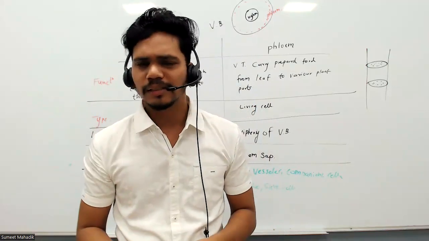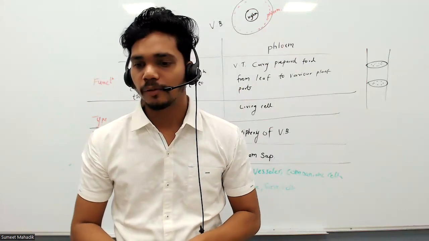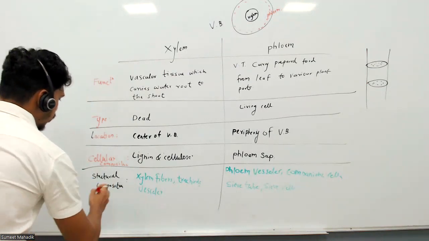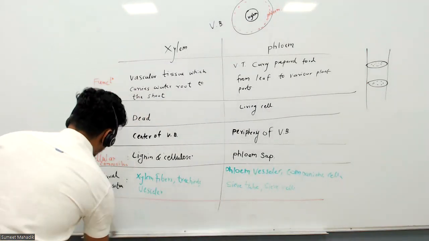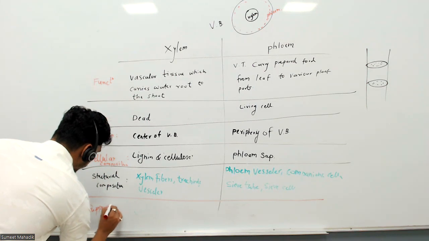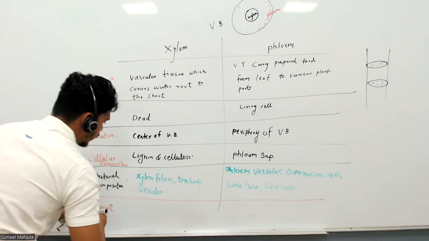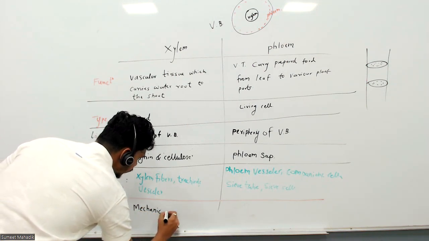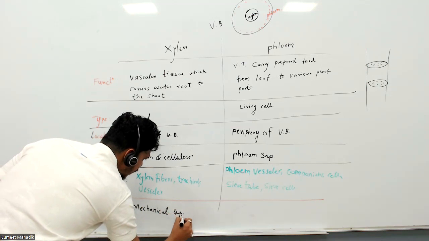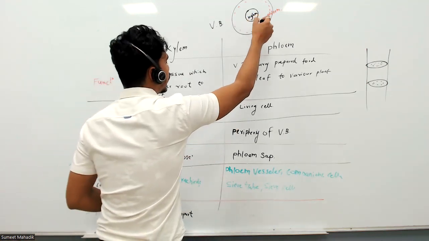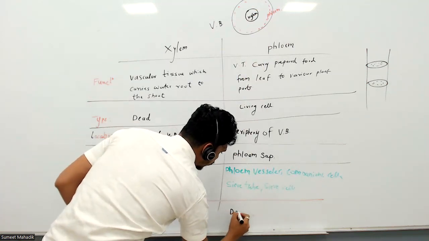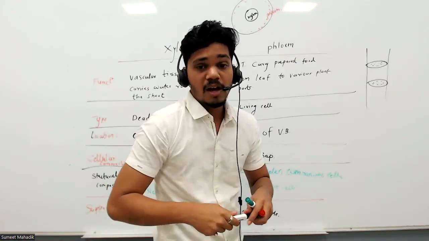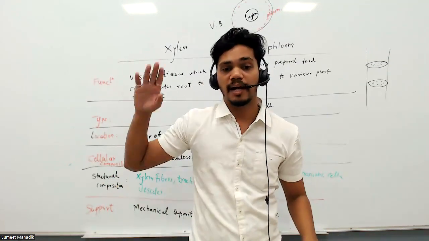And in case of phloem, it's a small part. You can see that it is a small part of the plant and does not provide any mechanical support. So which kind of support is provided by xylem? Mechanical support. Why is mechanical support provided? Because it is in the middle part. Phloem does not provide any mechanical support. So here we complete the difference between the xylem and the phloem.